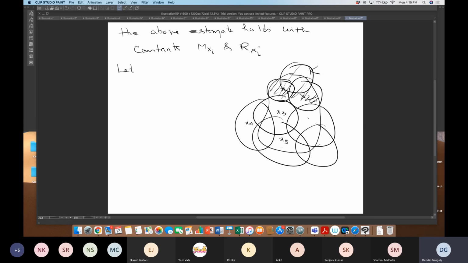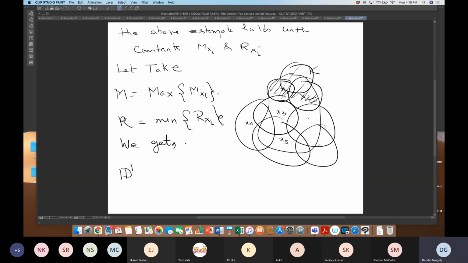Now you take M to be the maximum of the M(xi) and r to be the minimum of the r(xi). Then we get that Dβf(x) is less than M to the power |β| times β factorial on the compact set for all β.